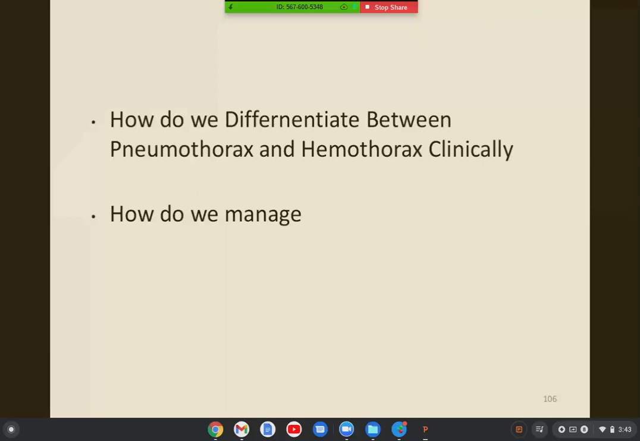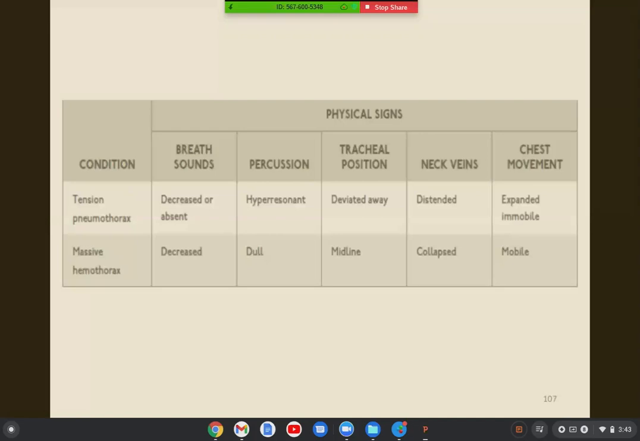How do we clinically differentiate between a pneumothorax and a hemothorax? And how do we manage? Always remember that in pneumothorax and in hemothorax, breath sounds will be decreased. Percussion is the differentiating factor. Tension pneumothorax will have a hyperresonant percussion note and hemothorax will be dull. Trachea will be deviated away in tension pneumothorax and it will be in midline in hemothorax. Neck veins will be distended in pneumothorax. They will be collapsed in hemothorax. Chest movement will be immobile in pneumothorax. There will be certain mobility in hemothorax.